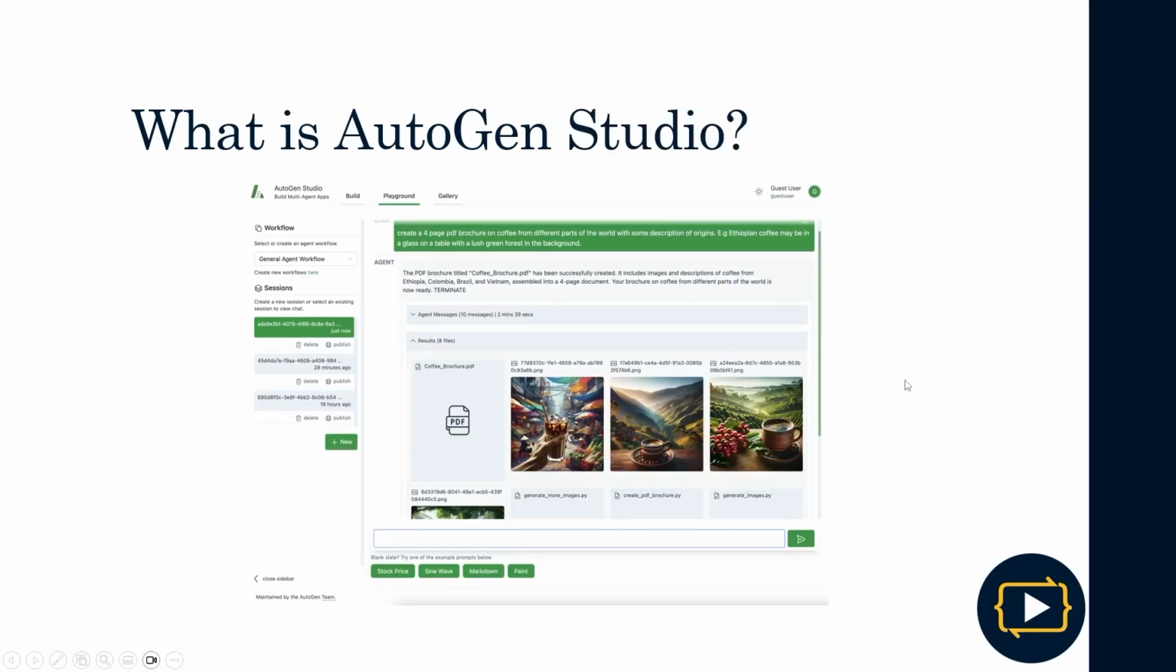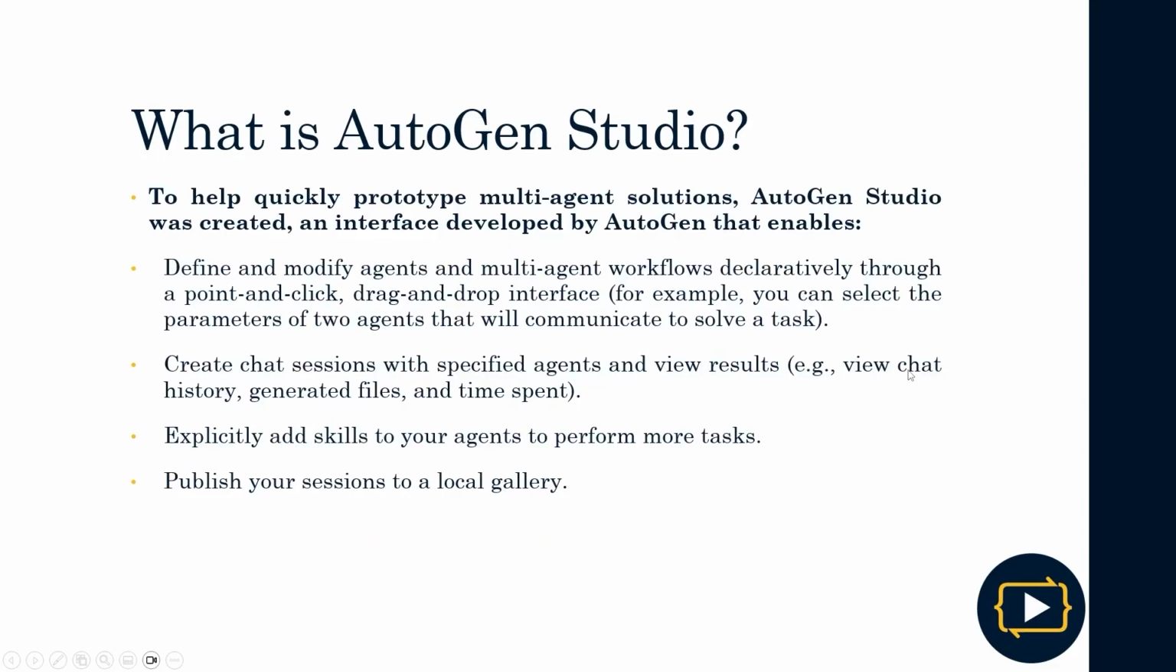Now let's talk about AutoGen Studio. Basically, AutoGen Studio, well, the description here says it allows us to create multi-agent prototypes very quickly, or rapid solutions. AutoGen Studio was created by the AutoGen team, which allows us to define and modify agents with a drag-and-drop interface. We can drag-drop elements, configure them by clicking on different parameters, and it is very simple software.